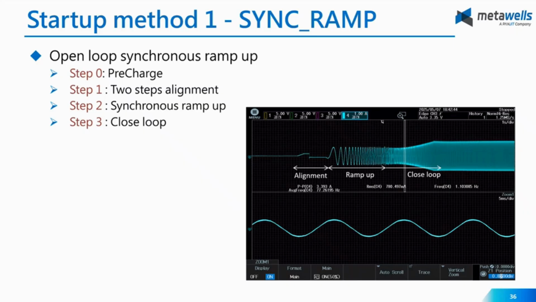And next, step one, is alignment. It is two steps of alignment, followed by an open loop ramp up. This area is ramp up. When the target speed is hit, it switches to closed loop control, after both alignment and ramp up. In this system we use constant current control, so you can see the current is a constant current command to ramp up.